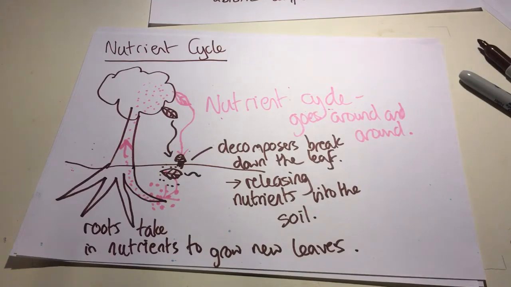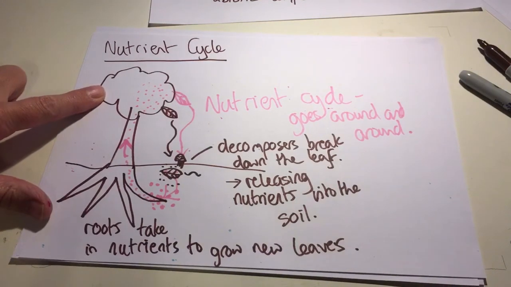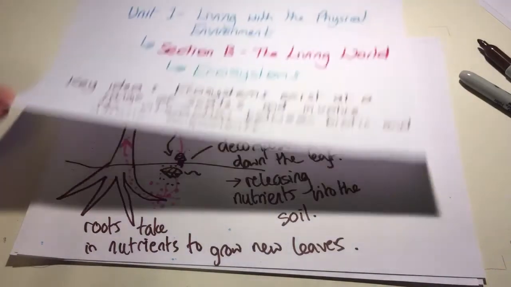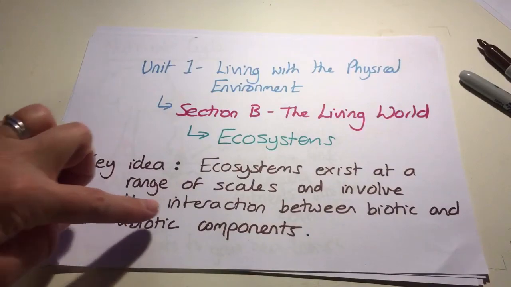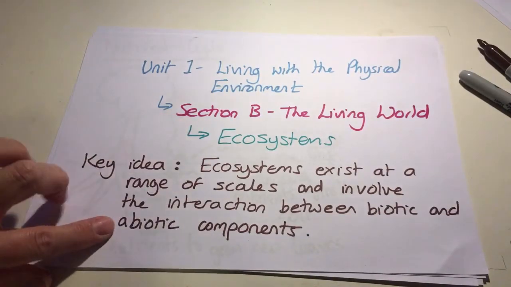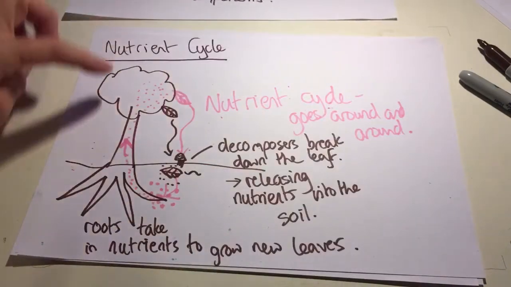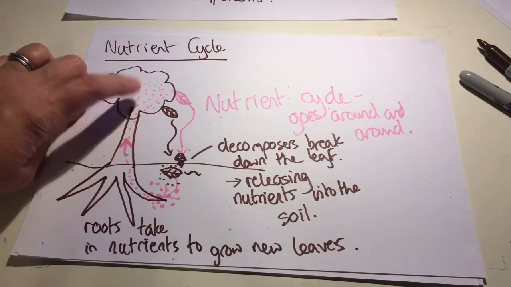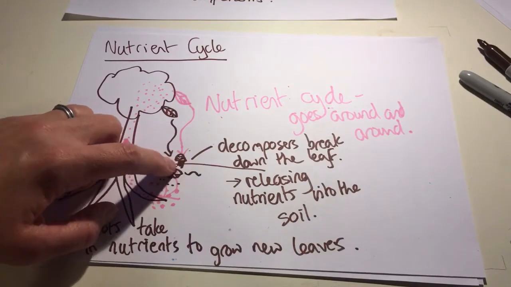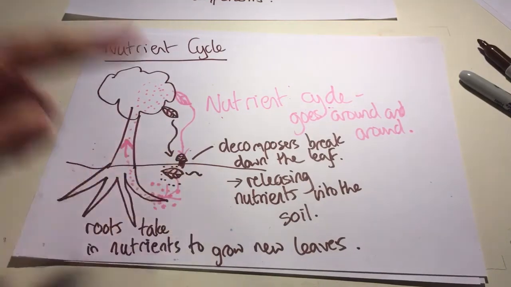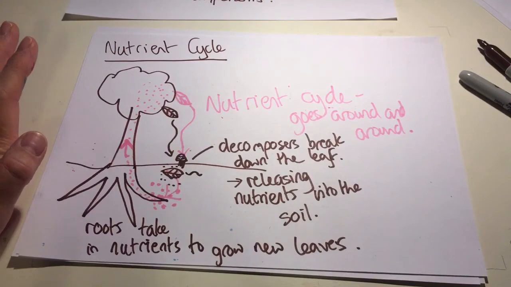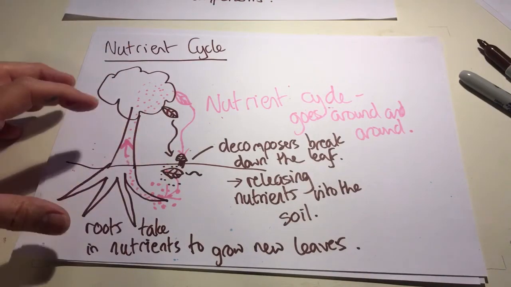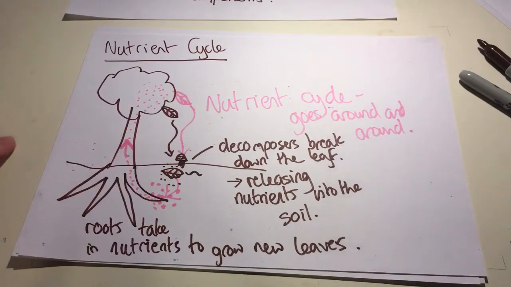Think about the different components involved. And if we think about that very, very first key idea, that's the interaction between biotic and abiotic components. And what you can see here is the biotic components, the producers, the plants, the trees, the decomposers, also biotic, they're living, and the soil, which is not living, abiotic, and there's something going on here. There's an interaction between these. So this is an important part of this unit.